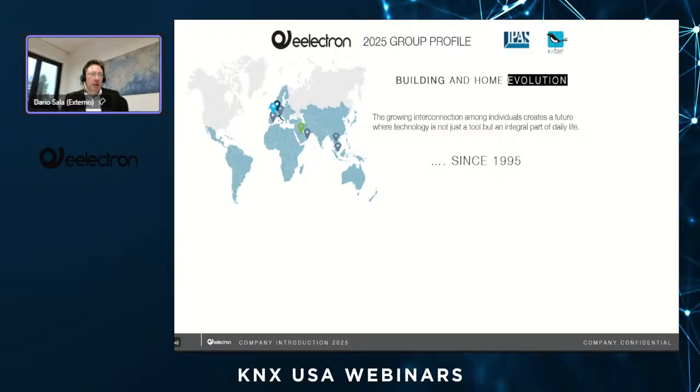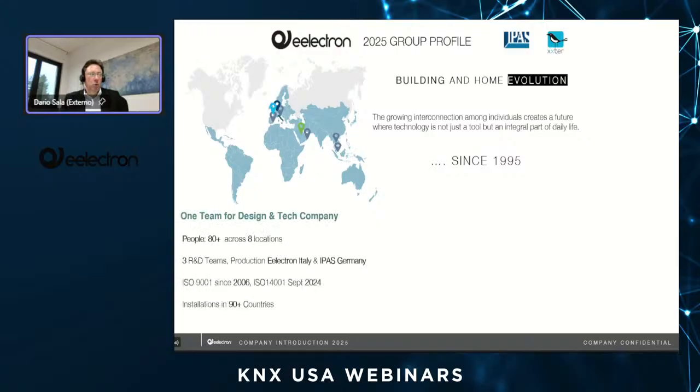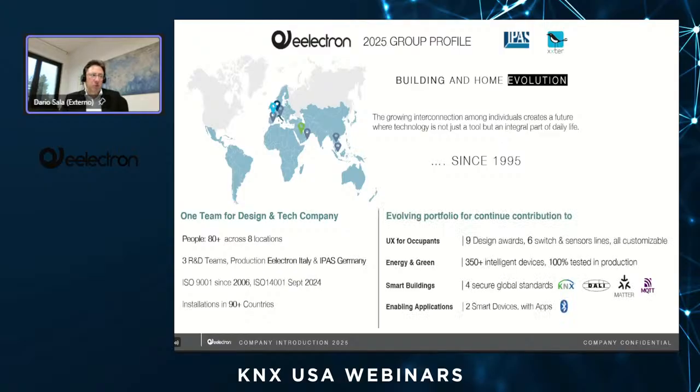The company was founded 30 years ago, near Milan, in Legnano, in the north of Italy. We had an evolution that brought us a couple of other companies that we acquired in the past 2 years, IPAS and Dixter, which together contribute to the portfolio that will be explained just after the initial presentation. We are about 80 people, with R&D capabilities in Milan, in Amsterdam, the Netherlands, and in Duisburg in Germany. From that, we have installations in more than 90 countries.